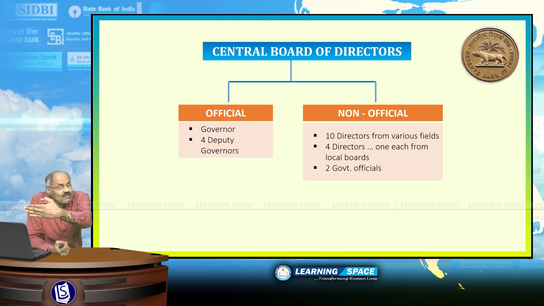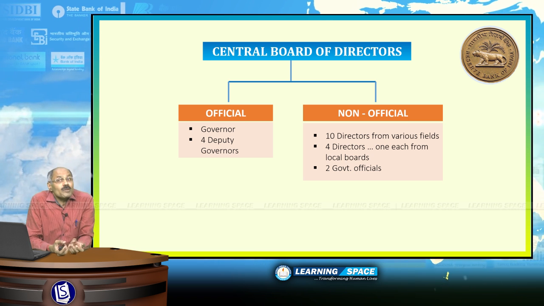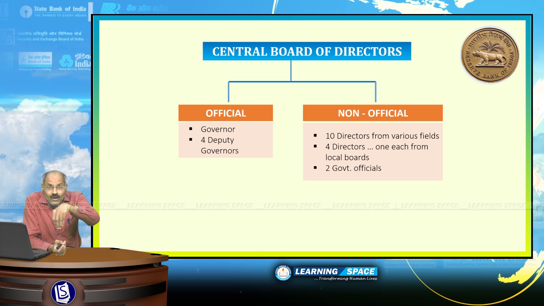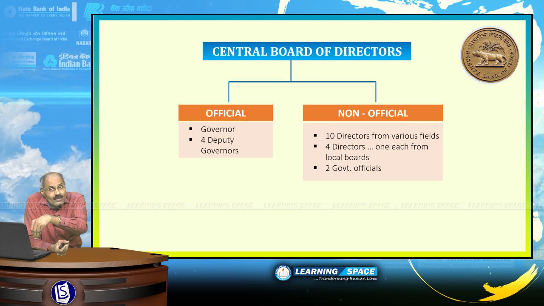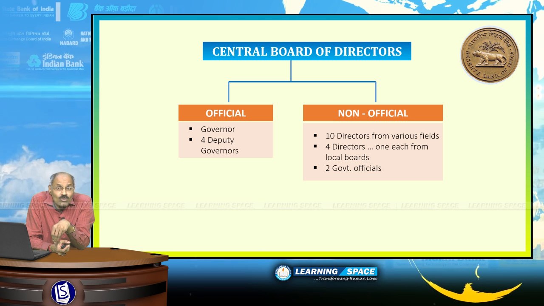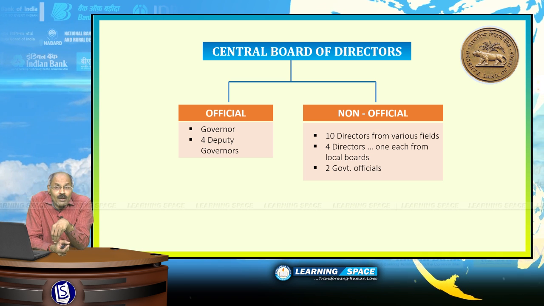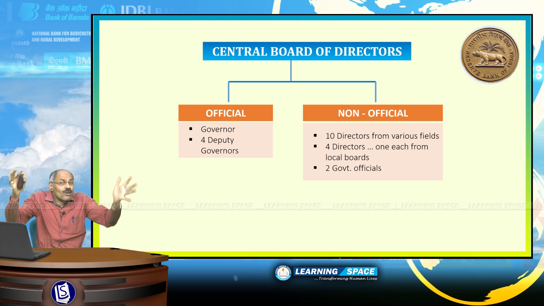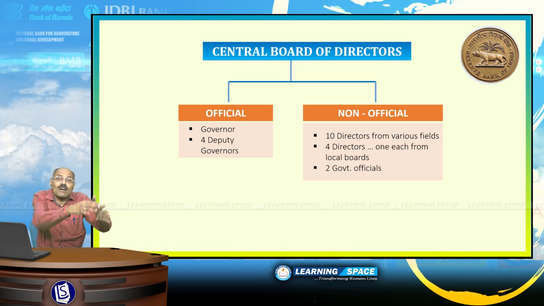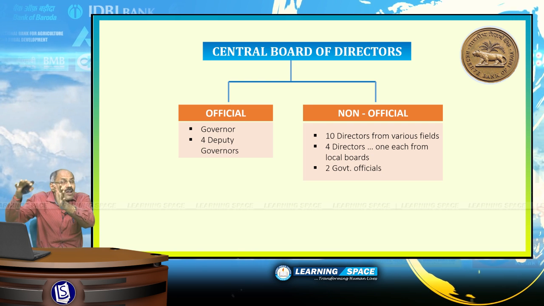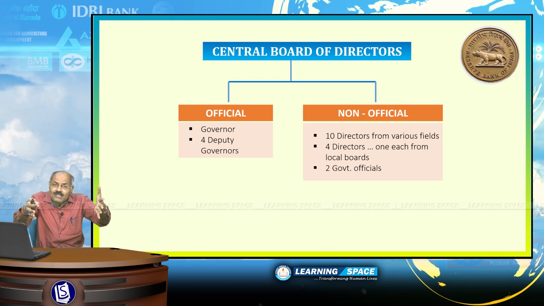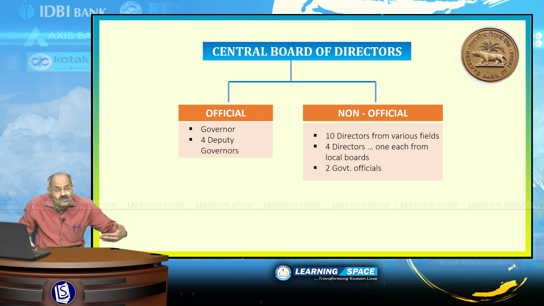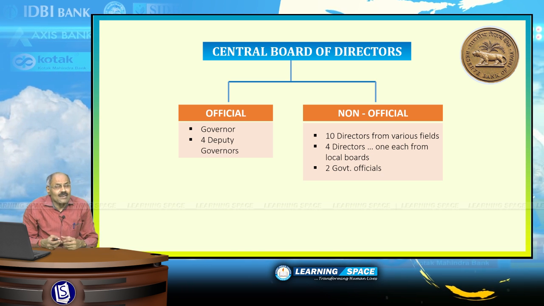And if you look at the non-official directors, 10 directors from various fields to be nominated by the Government of India, and 4 directors from each local board of the Reserve Bank of India. 2 government officials, basically from the Ministry of Finance, will be there as non-official directors. So, the Central Board of Directors of the Reserve Bank of India constitutes official or full-time 5 and non-official 16, total 21. So, official directors are the governor and 4 deputy governors, right friends. So, this is the Central Board of Directors.